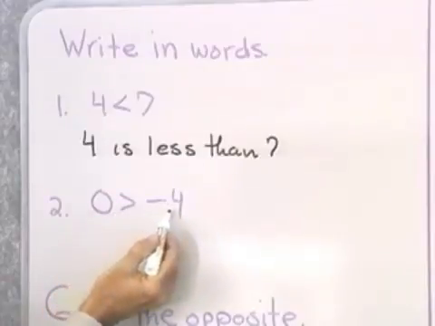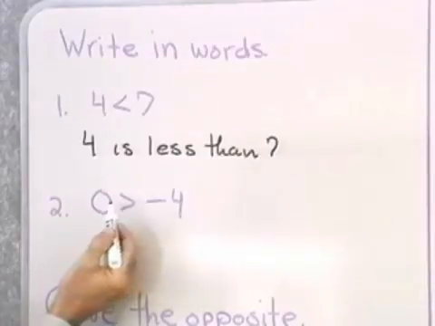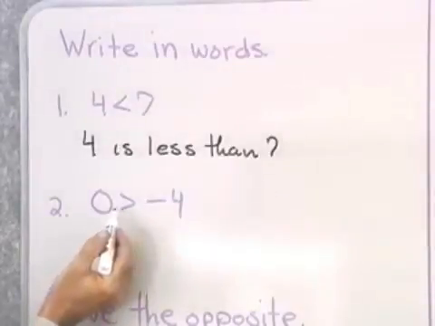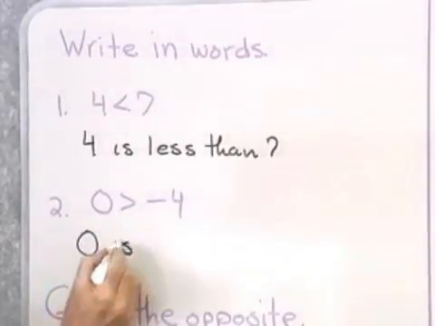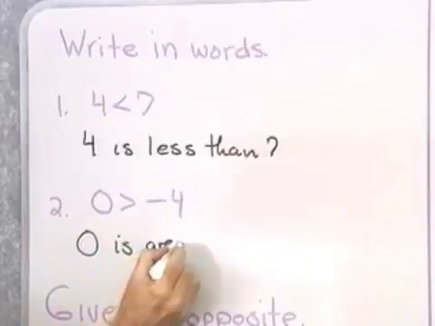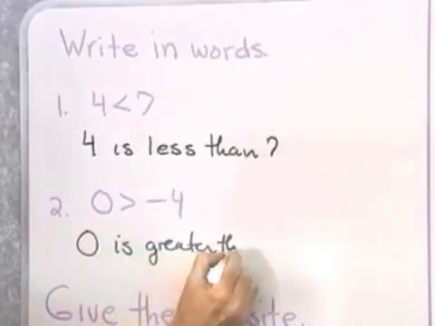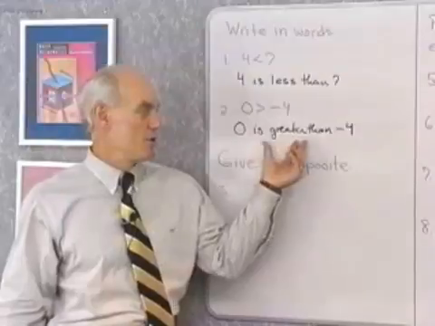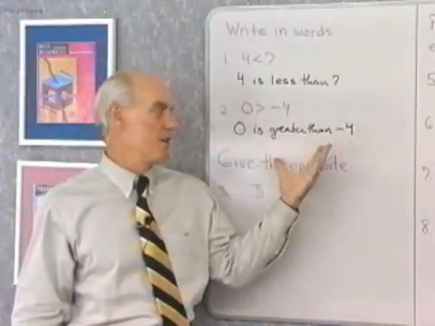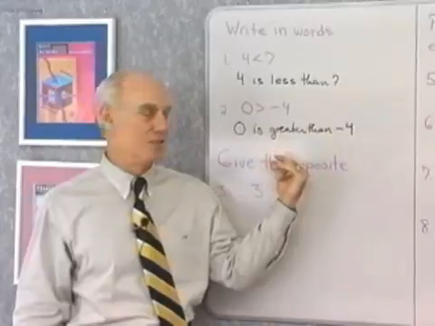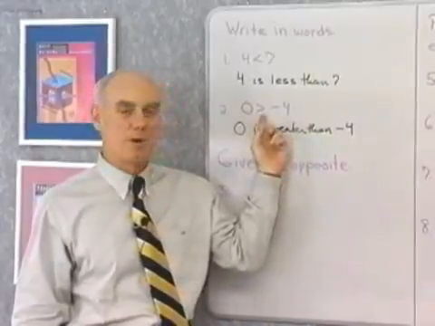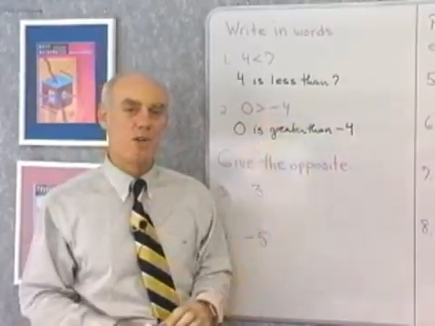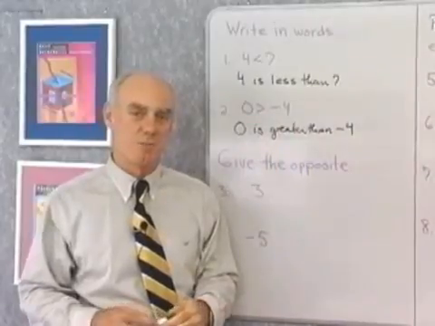I'm pointing towards the smaller of the two numbers, and negative 4 is a smaller number than 0. So I'm going to read this: 0 is greater than negative 4. So if I say 0 is greater than negative 4, that's really the same thing as saying negative 4 is less than 0. So you don't always have to memorize these symbols as long as you realize that they point to the smaller of the two things being compared.